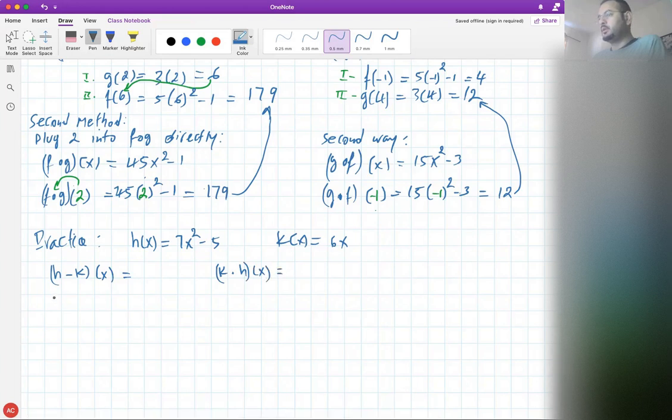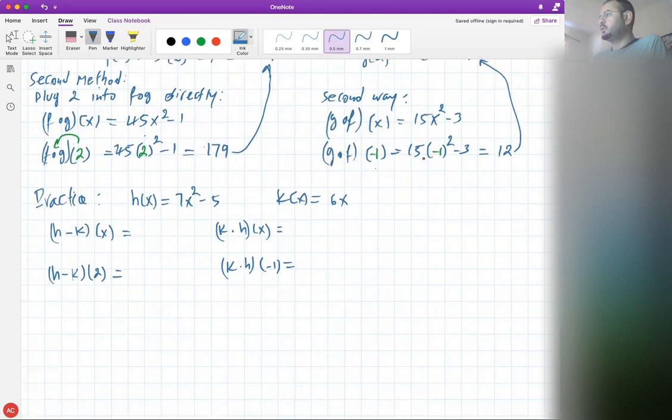And when you do this, also find h minus k of a certain number, maybe 2. And here, k times h, maybe -1. Okay, this is subtraction or multiplication, of course. Then maybe k over h of a certain number, say 3.